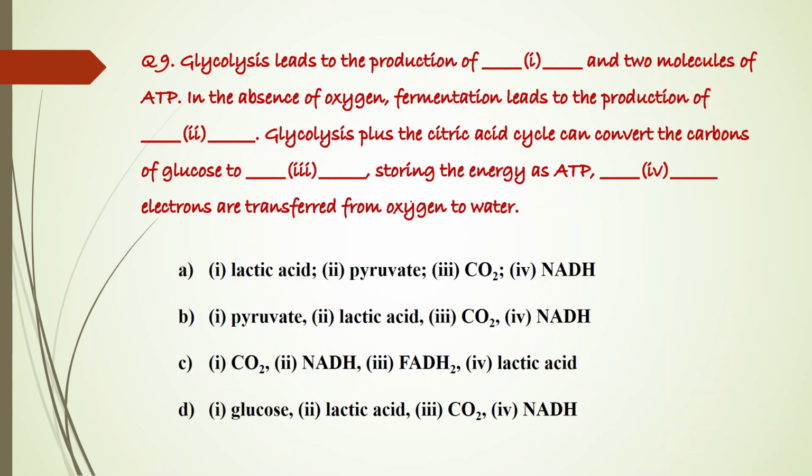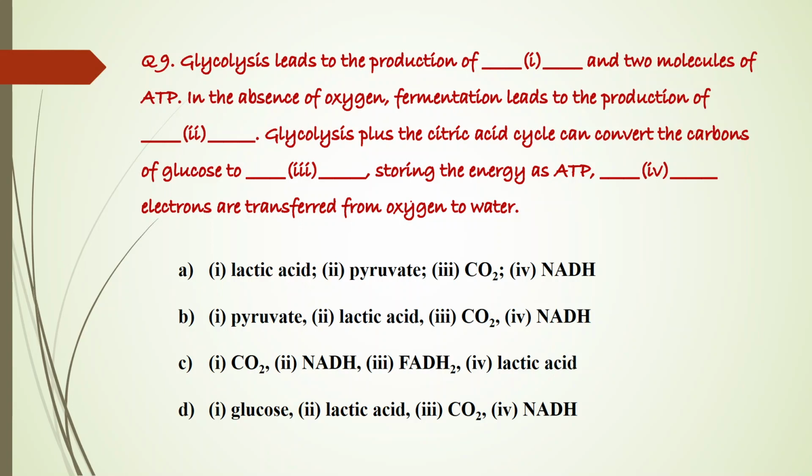Okay, let us move to the next one. This is your next question. It says glycolysis leads to the production of what? First question is that. So glycolysis is what? It is the oxidation of glucose, and what does it result in? It results in the formation of pyruvate in normal condition, right? Nothing has been mentioned here. That means in presence of oxygen, glycolysis leads to the formation of pyruvate. Fine. And 2 molecules of ATP.